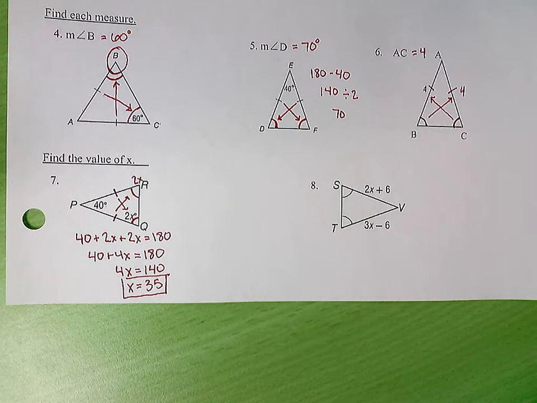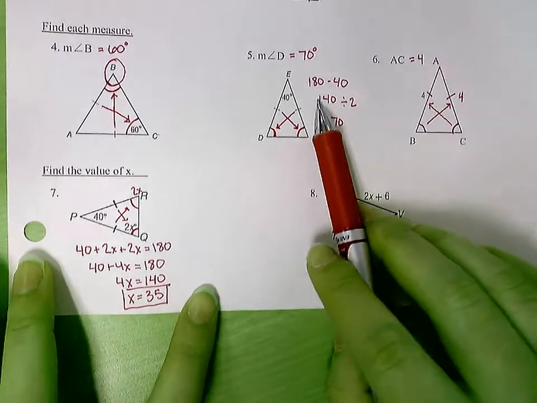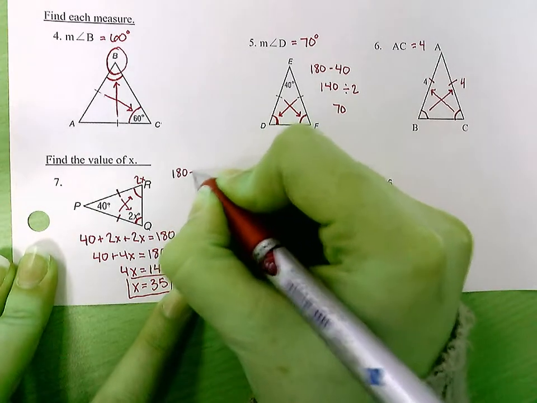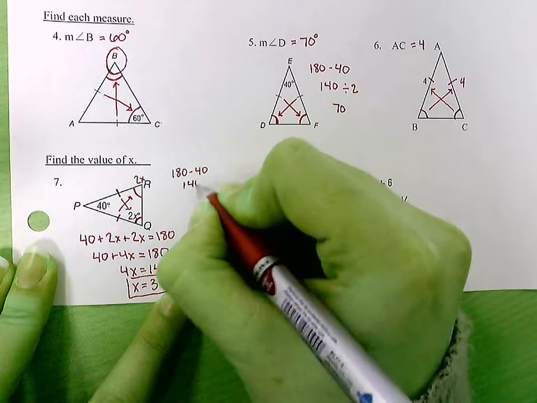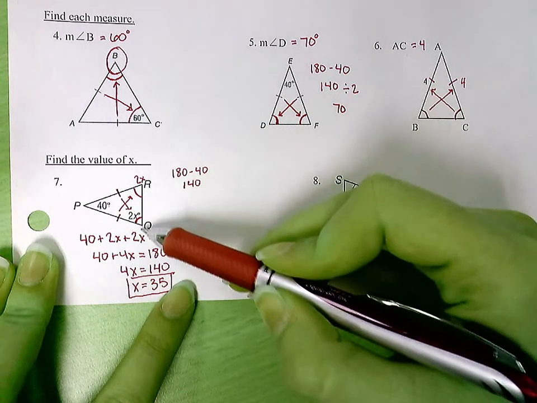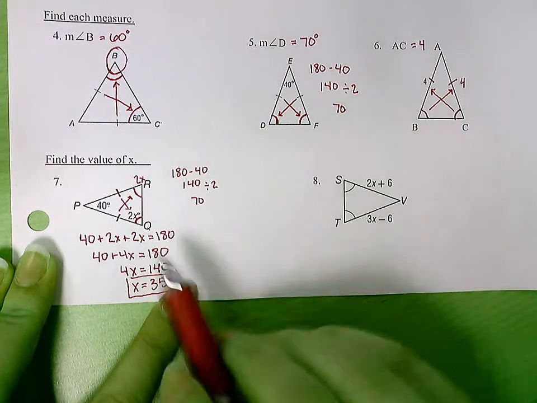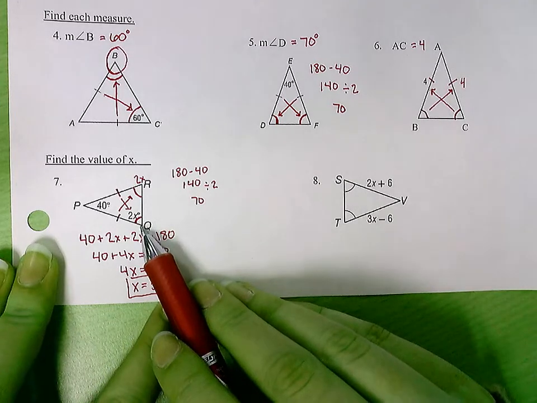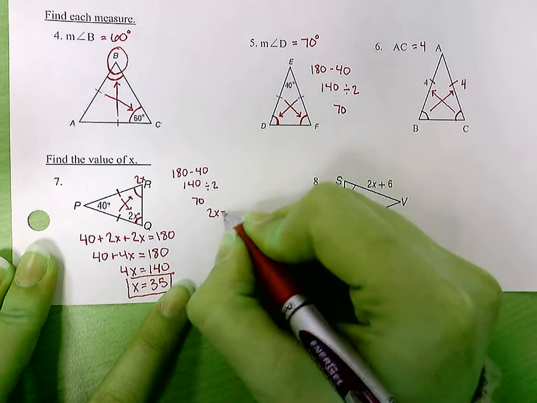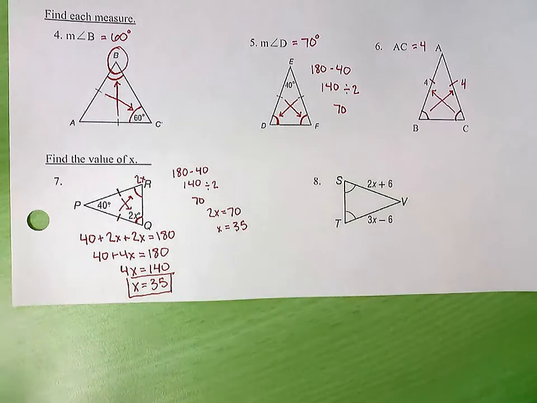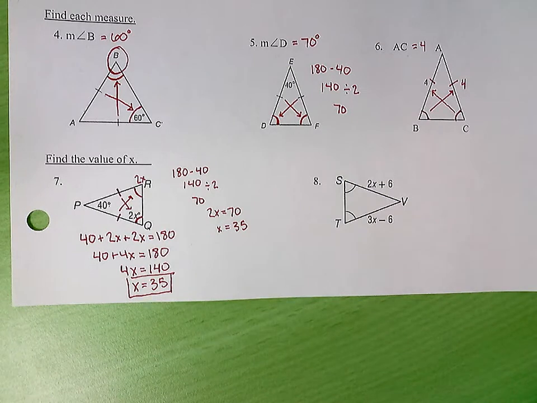Another way you could do this. You can do it similar to what we did in this one. So since I know this angle is 40, if I would take 180 and subtract 40, right, I would get 140. That would have to be divided between my two congruent angles. So I divide it by 2 to get 70. Then each of these angles would have to equal 70. So I could set 2x equal to 70 and still get x is 35. Whichever way you like better, doesn't matter. Does that make sense?